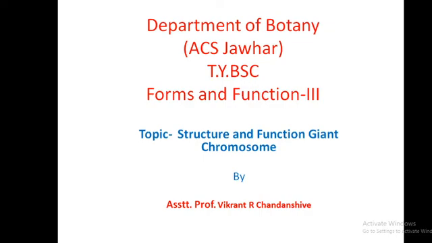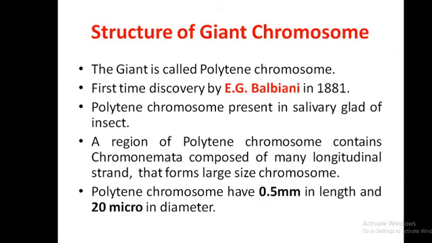Today we are discussing the structure and functions of giant chromosomes. Structure of giant chromosomes. The giant chromosome is called polytene chromosomes. First discovered by E.G. Balbiani in 1881. Polytene chromosomes are present in the salivary glands of insects.